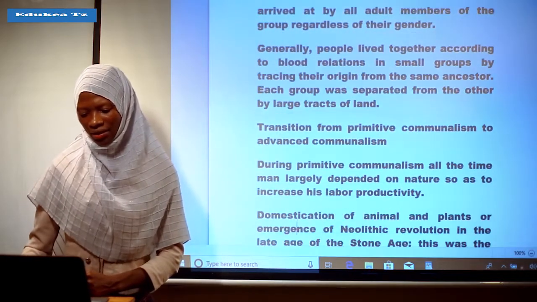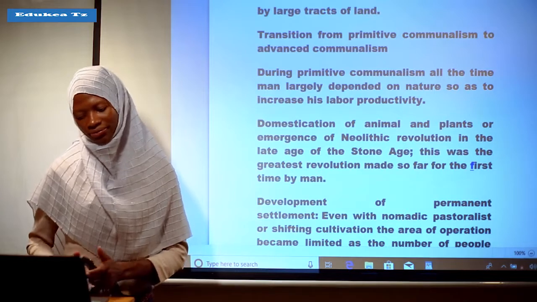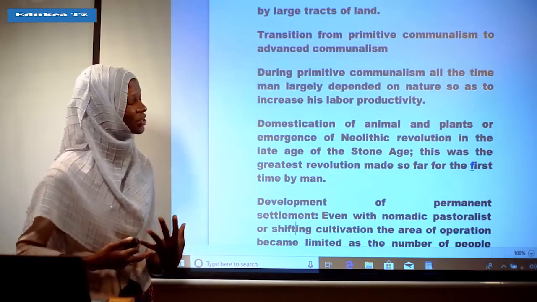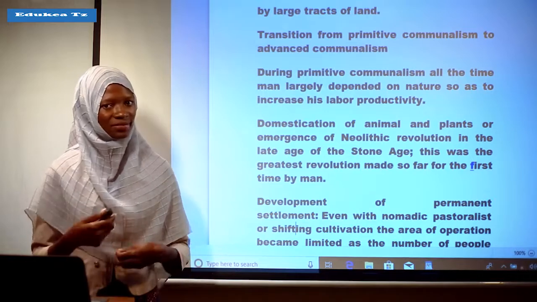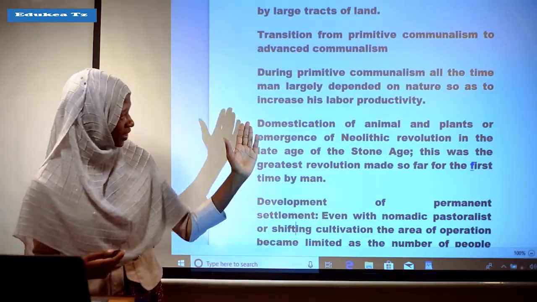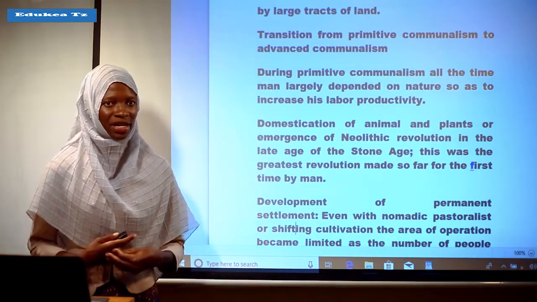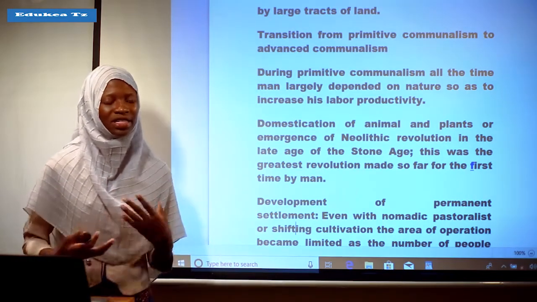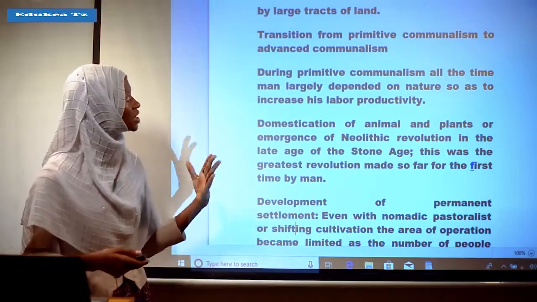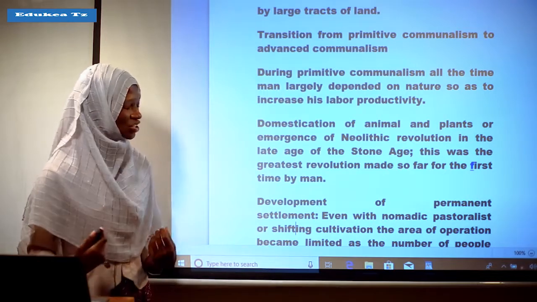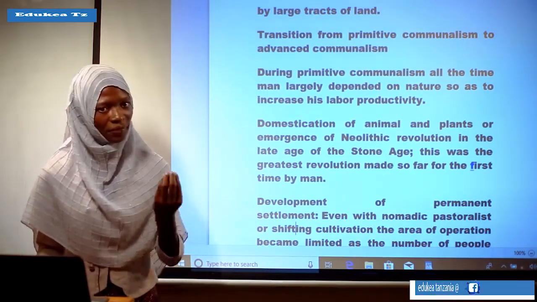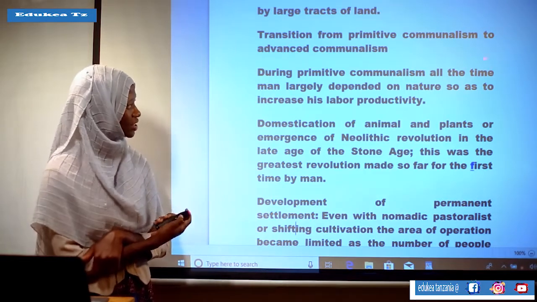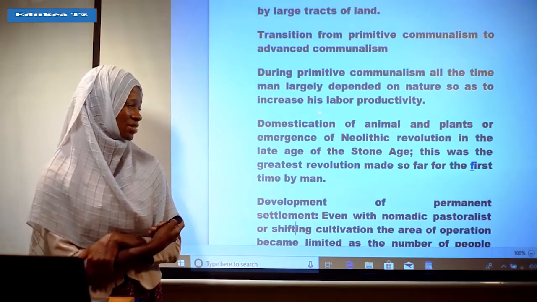So as the days go, human beings found themselves in transition. They transitioned from primitive communalism to advanced communalism. As you can see, the mind of human beings is not static, it is dynamic and tends to change day after day. So as the days go, human minds changed due to different reasons, and they changed from primitive communalism to advanced communalism. During primitive communalism, man largely depended on nature so as to increase his labor productivity.